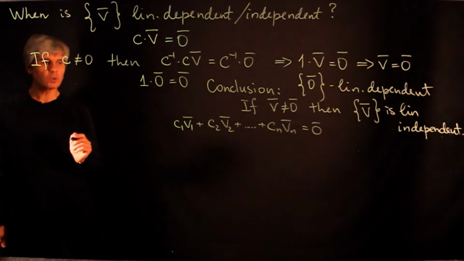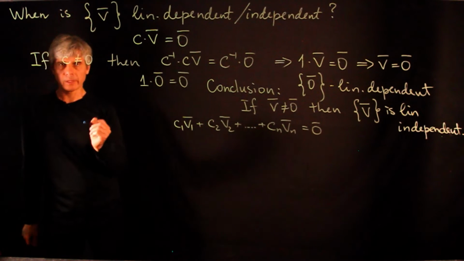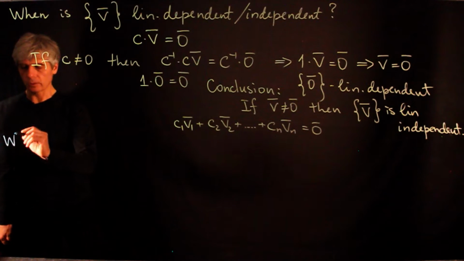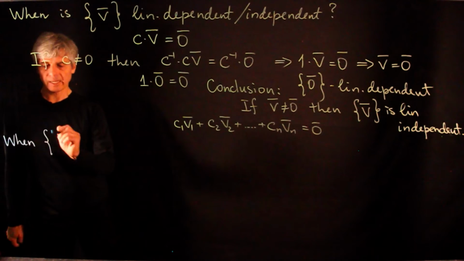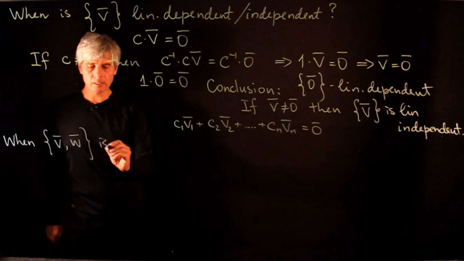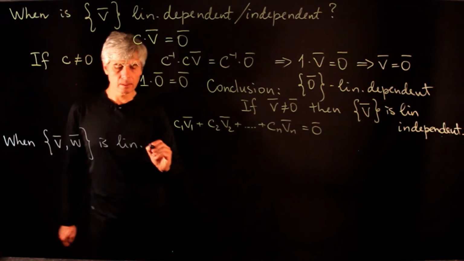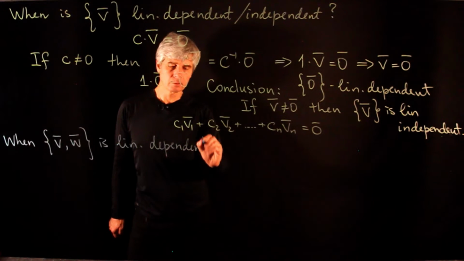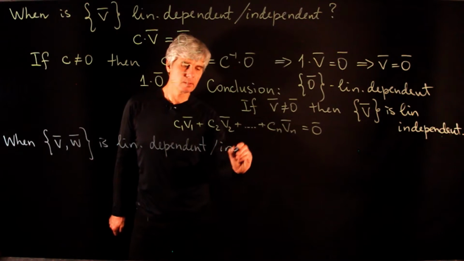Now, let us look at the situation when our set contains two vectors. And let's ask the question: when is the set of two vectors v and w linearly dependent or independent?